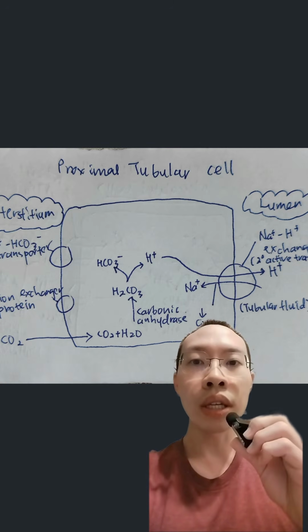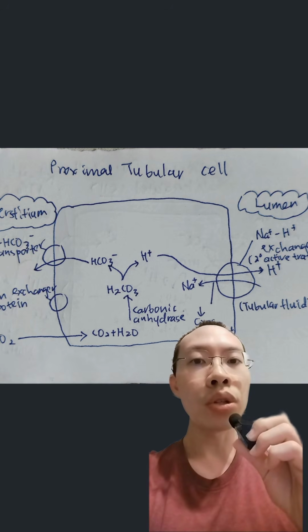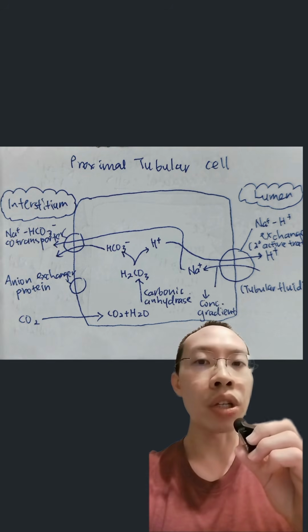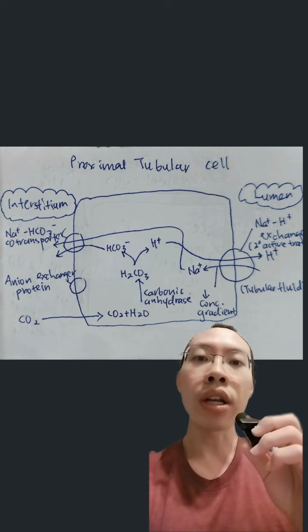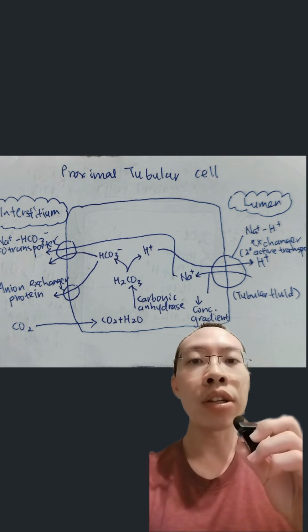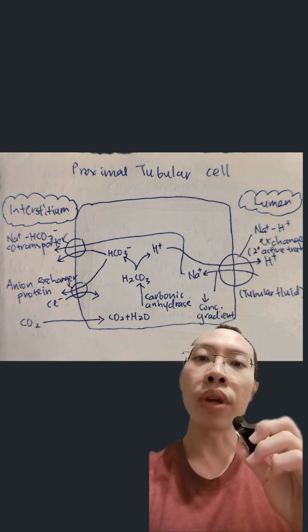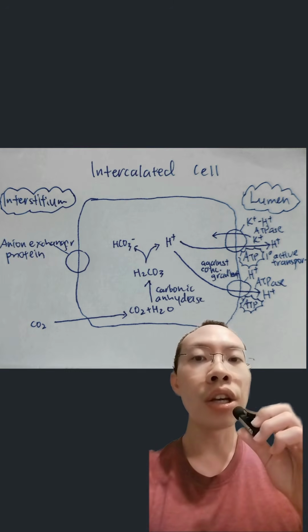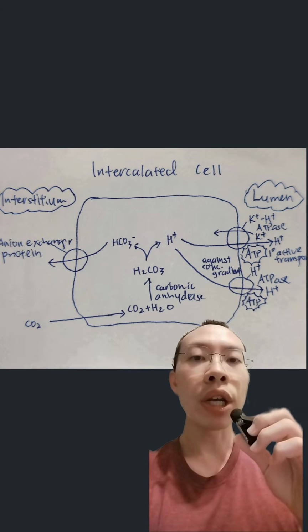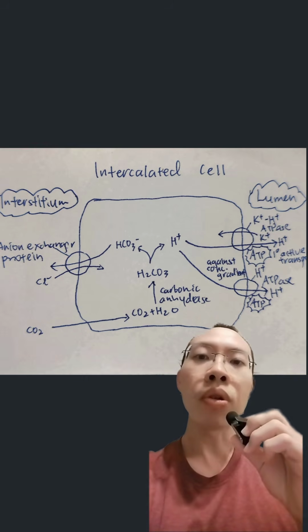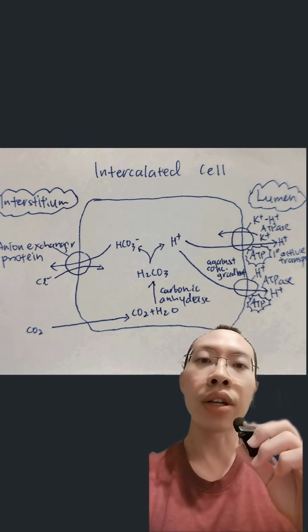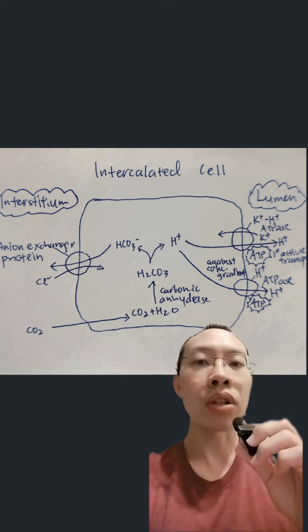In the proximal tubular cell, movement of 3 bicarbonate ions into the interstitium is coupled with movement of 1 sodium ion along the same direction, thanks to the help of the sodium bicarbonate co-transporter. Movement of 1 bicarbonate ion into the interstitium is also coupled with the intake of 1 chloride ion via the anion exchanger protein. In the intercalated cell, movement of bicarbonate ion into the interstitium is coupled only with the intake of chloride ion by the cell due to the presence of only the anion exchanger protein along the basolateral surface.